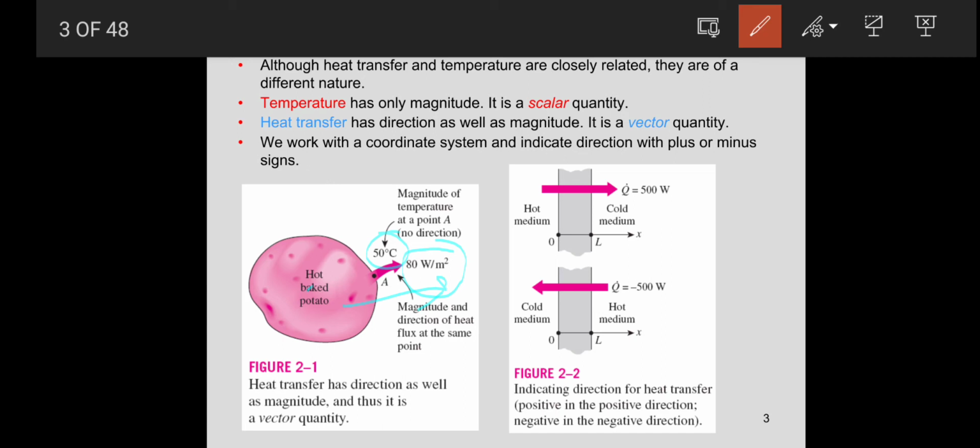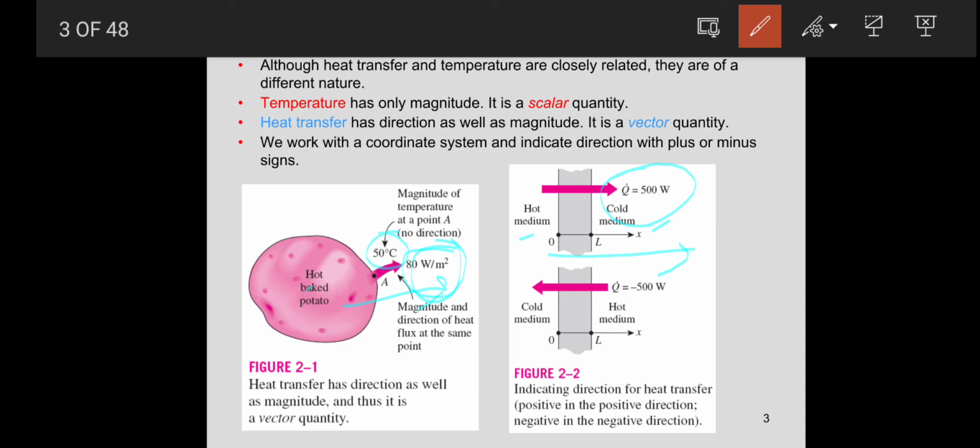But heat transfer has a magnitude of 80 watt per meter square, and it has a direction from the hot baked potato to the atmosphere. Now again we have given another example of a wall. One side of the wall is a hot medium and another side is a cold medium. And if you see here, in the positive x direction heat transfer takes place, and that heat transfer we have measured is Q equal to 500 watt.